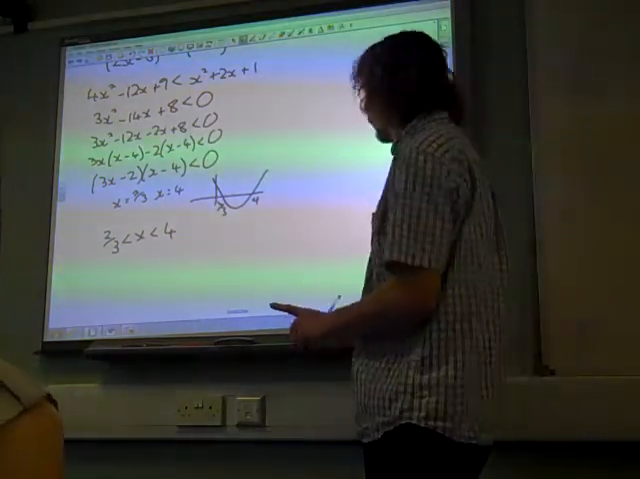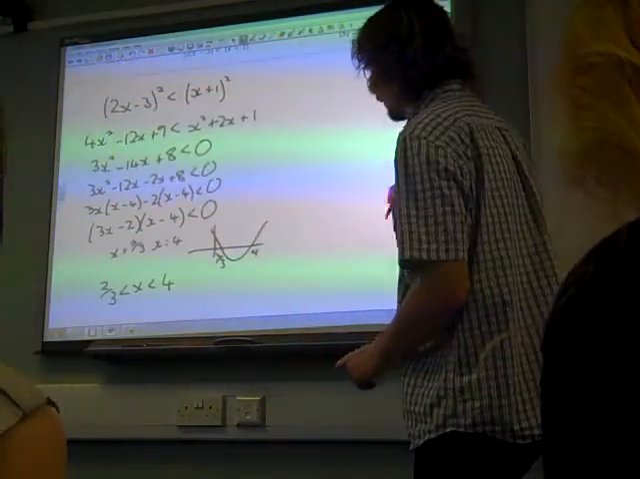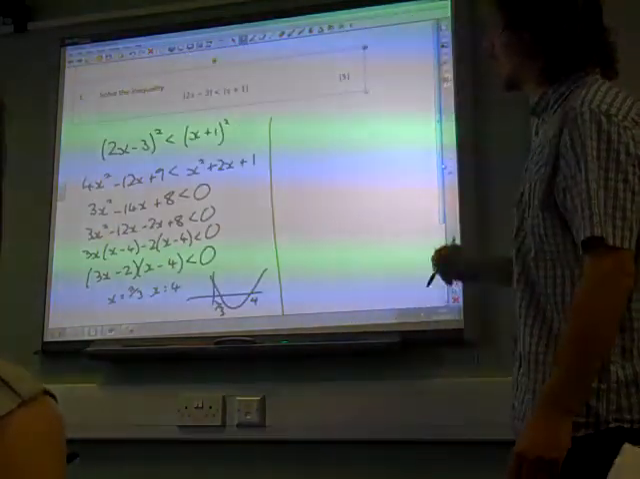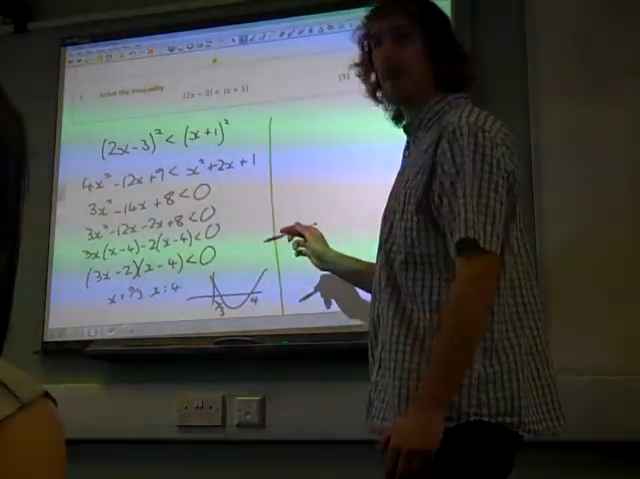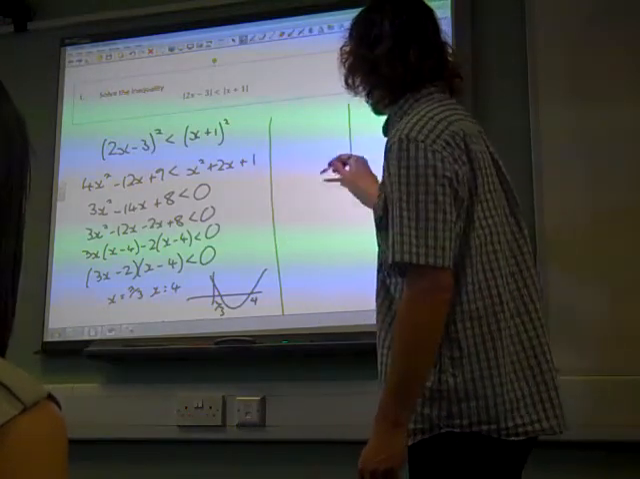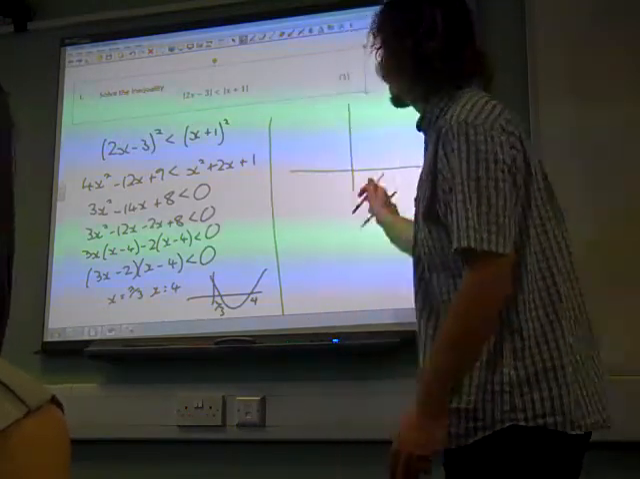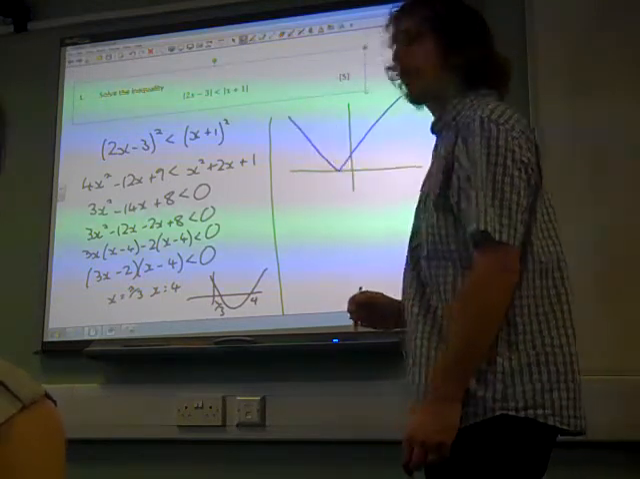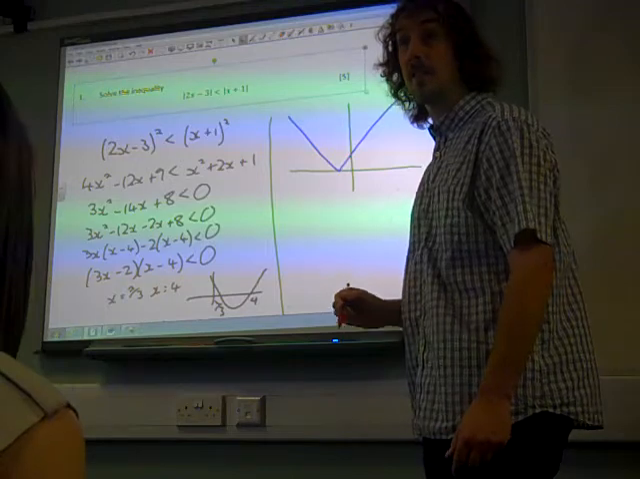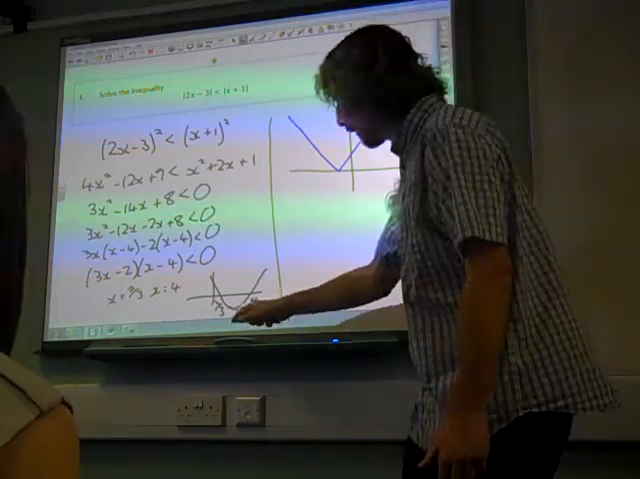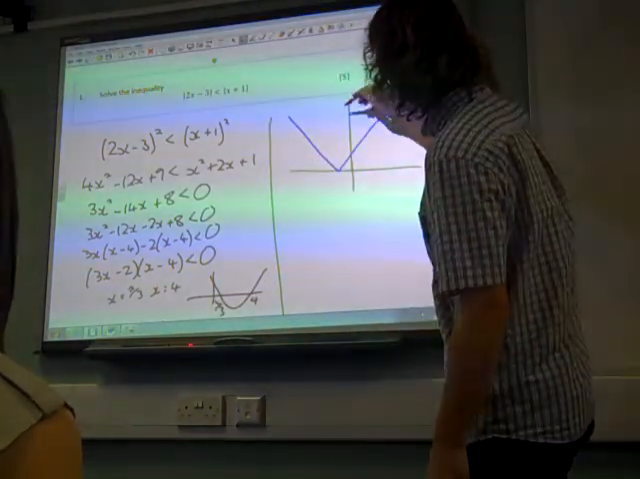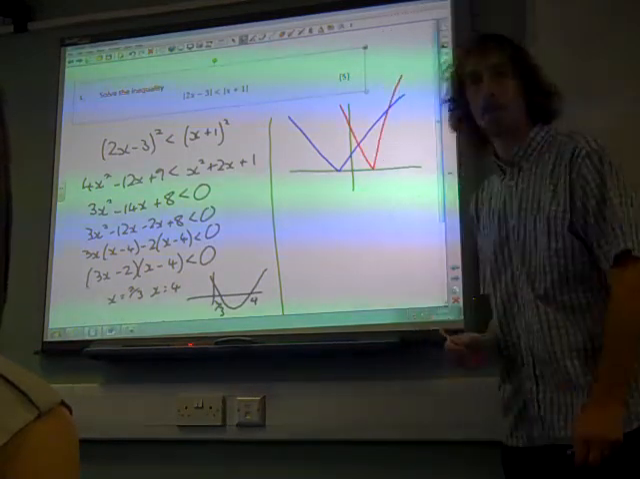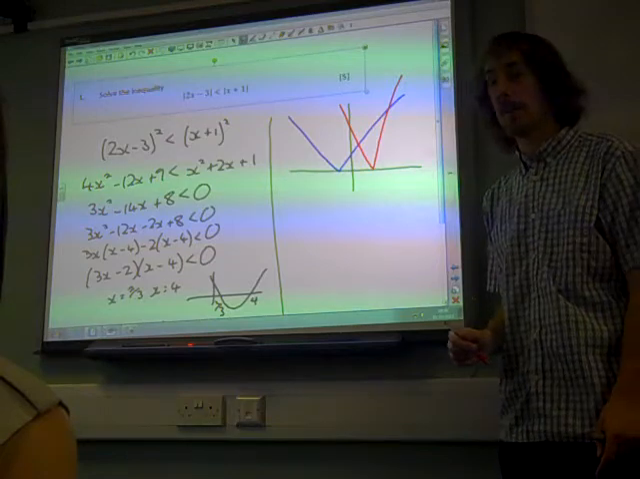Or we could do it the other way, and we could do a very quick little sketch of these two functions. It was 2x minus 3 and x plus 1. So on the graph, x plus 1 to start with looks like that. 2x minus 3 is going to be steeper, and it's going to cross at 3. So the other graph is going to do, where is it going to be? Something like that. And we need to find where these two graphs intersect.